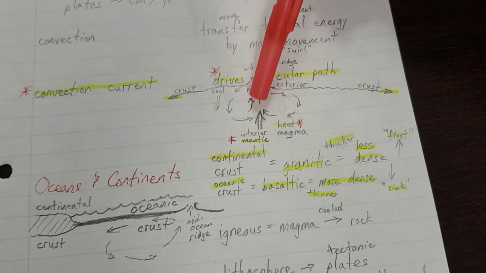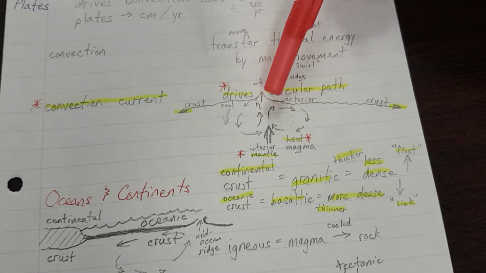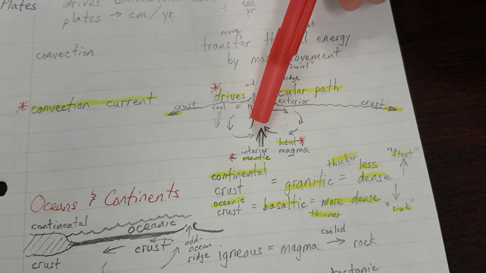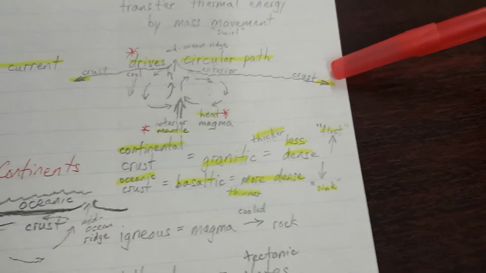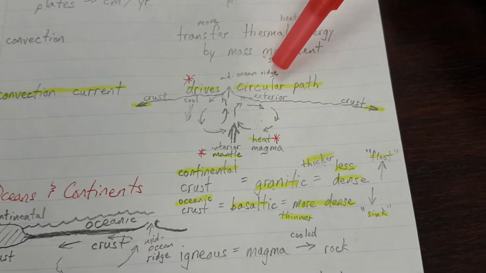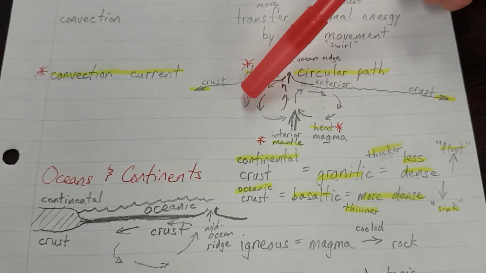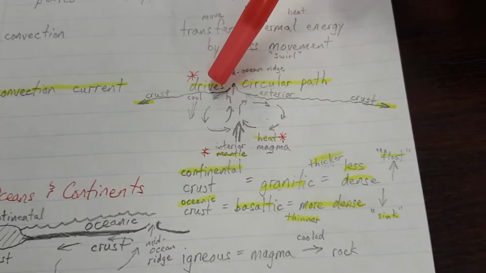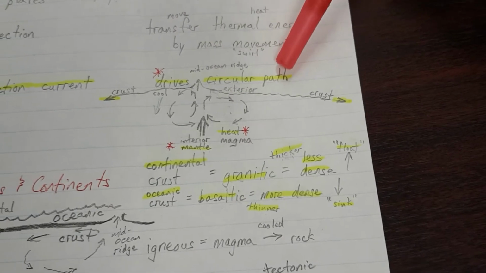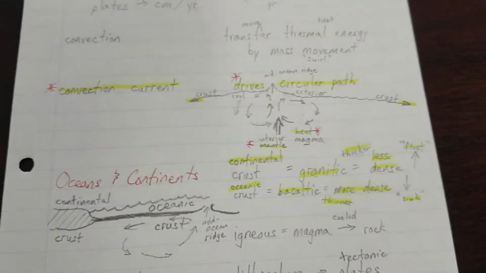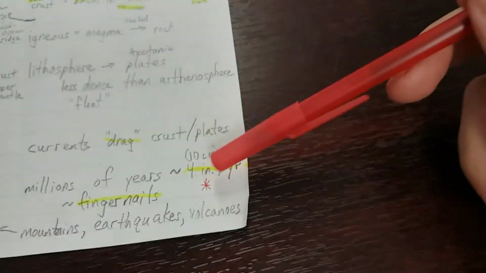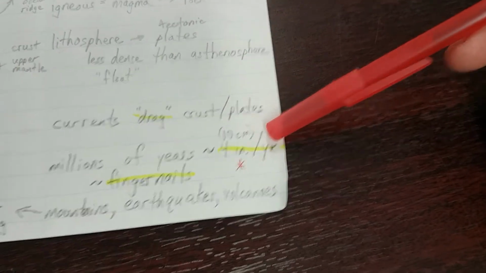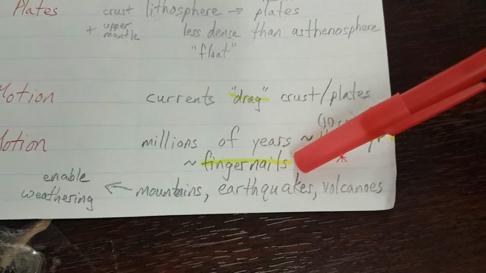Heat in the mantle pushes up against the crust. There we go. As it pushes up, it drags the crust and splits at a mid-ocean ridge. Then when it cools, it goes back down towards the mantle, driving a circular path. There we go. Now we've got all that stuff in there. This happens at a very slow rate, at just about 4 inches per year on average. That's as slow as our fingernails grow. Okay, so we got all that stuff.